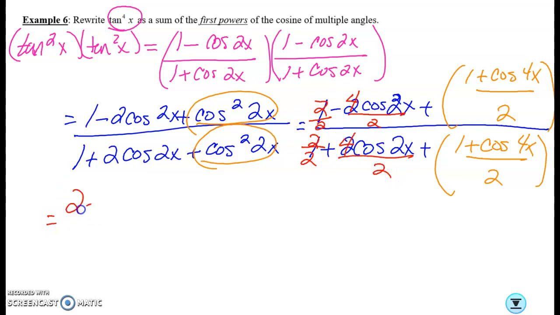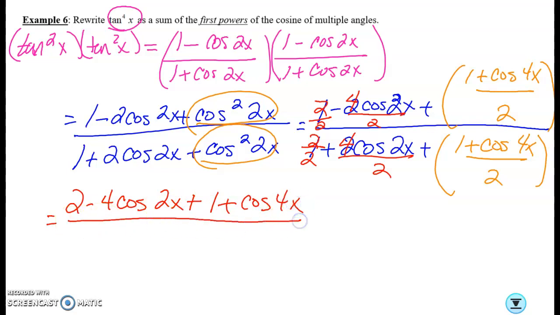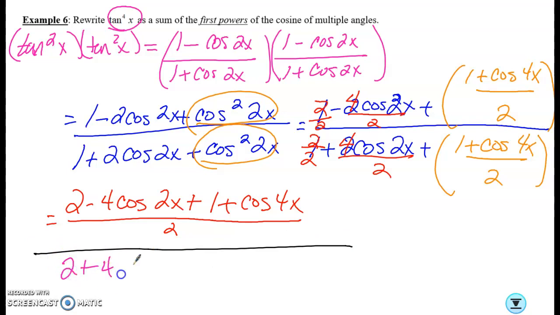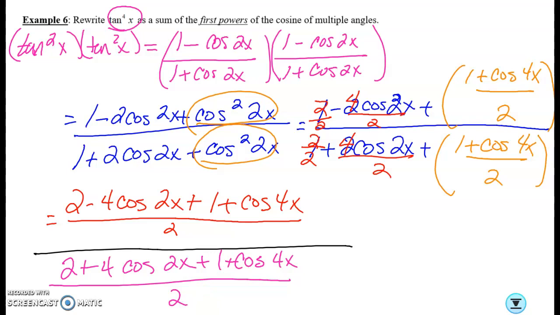So now we have 2 minus 4 cosine of 2x plus 1 plus the cosine of 4x. Everything now is to the first power. This is all divided by 2. Then divided by, in our denominator, we have 2 plus 4 cosine of 2x plus 1 plus the cosine of 4x divided by 2. All right, luckily, what happens to these 2's? If we reciprocate and multiply, they're going to cancel.